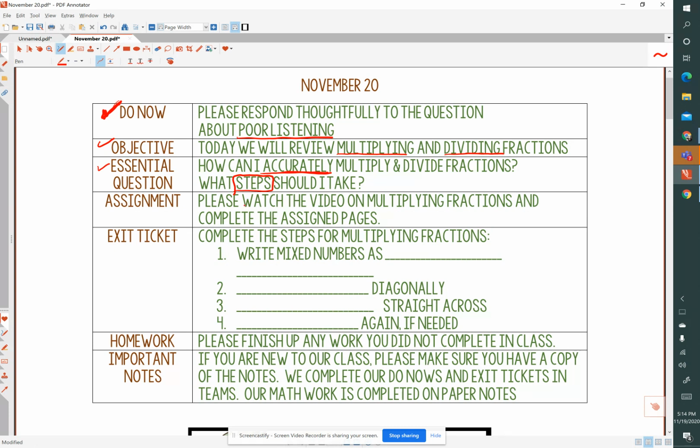So, we're going to watch today's video about multiplying fractions and dividing fractions, and we're going to complete two assigned pages. So there are 2 pages today. Our exit ticket will ask us to go through these steps. We write mixed numbers as what? And we'll look at that in a minute. And then what is it that we do diagonally? What is it that we do straight across? And what do we do again if needed? So we'll fill those in when we get to our exit ticket.